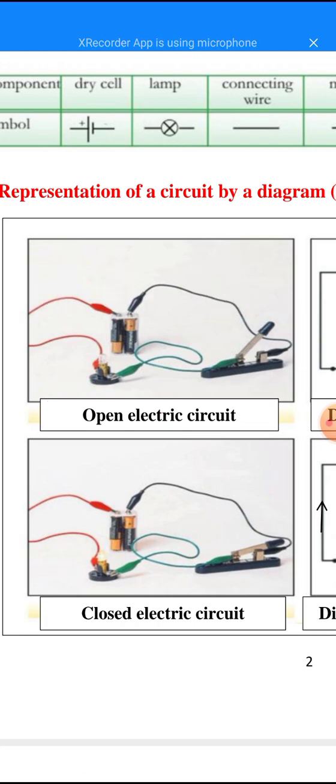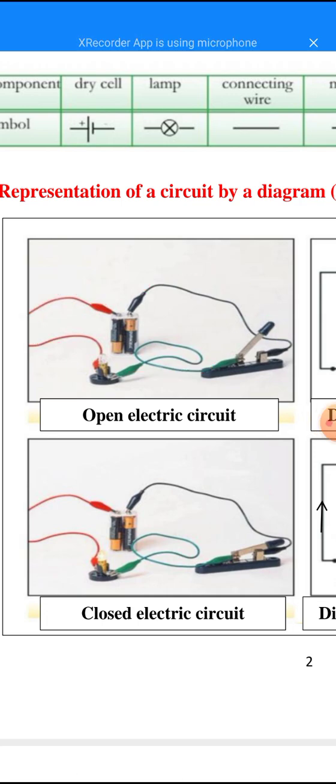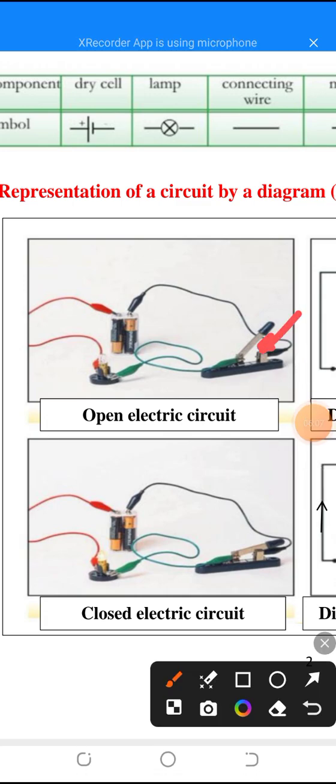So, dry cell, lamp, a switch, and they are joined by connecting wires. So we used here 3 connecting wires to join the components together. 1, 2, and 3 connecting wires. So this is an open electric circuit because as you can see the switch is open.